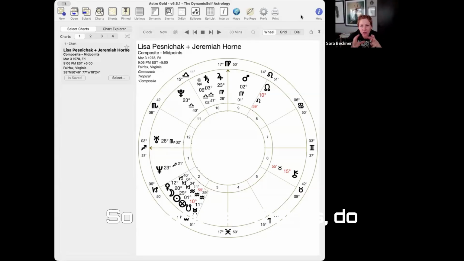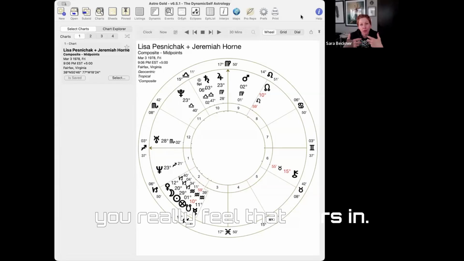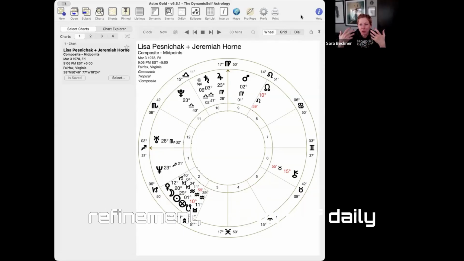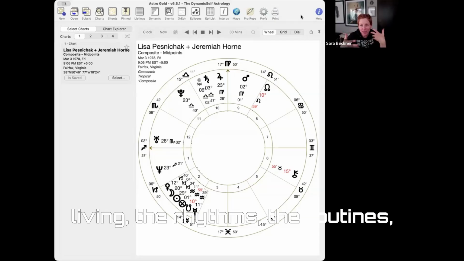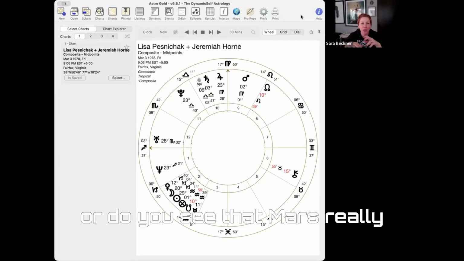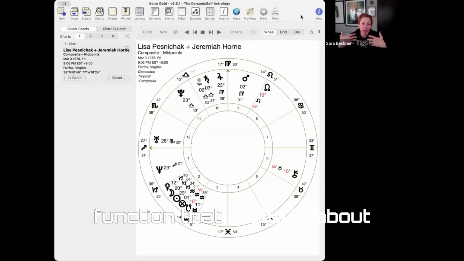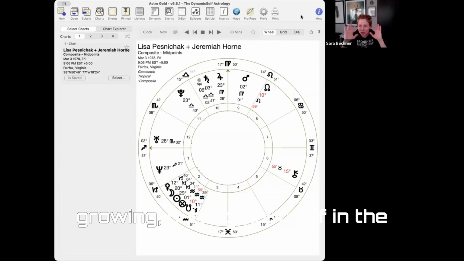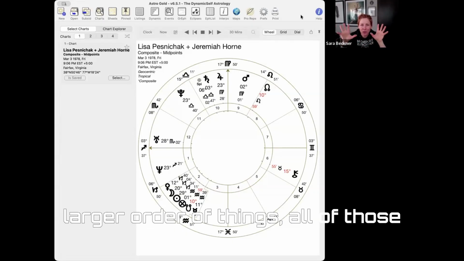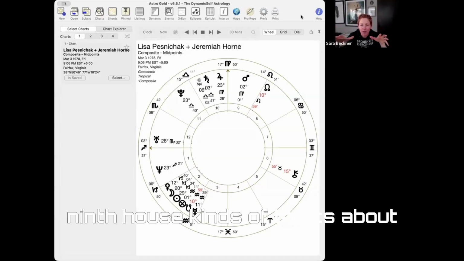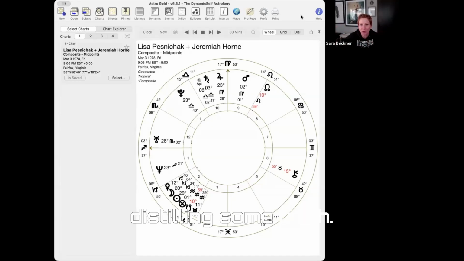So do you really feel that Mars in Virgo in terms of service, refinement, the work of daily living, the rhythms, the routines? Or do you see that Mars really in that ninth house, that there's an element in terms of how you function that really is about exploration, seeking, learning, growing, putting yourself in the larger order of things, all of those ninth house kinds of topics?